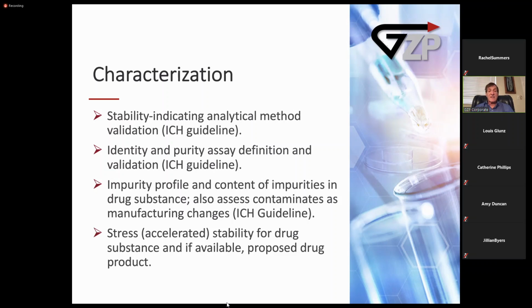You need identity and purity, assay definition and validation. Again, sometimes you can get away with qualification, not validation in the early stage. So there's some flexibility there, but you need to look at these things, including the impurity profile for the drug substance. Manufacturing changes in the product can result in contamination. So that's important to look at.